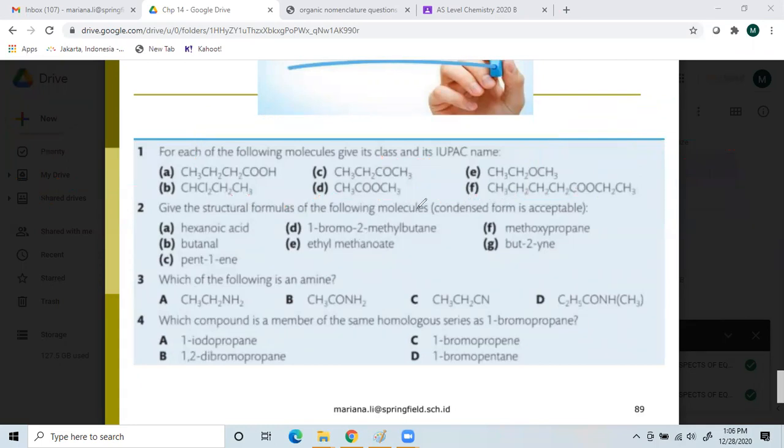How about number 2? Give the structural formula of the following molecules. Condensed form is acceptable for hexanoic acid. Structural formula. CH3, CH2, four times, COOH. This is for A.